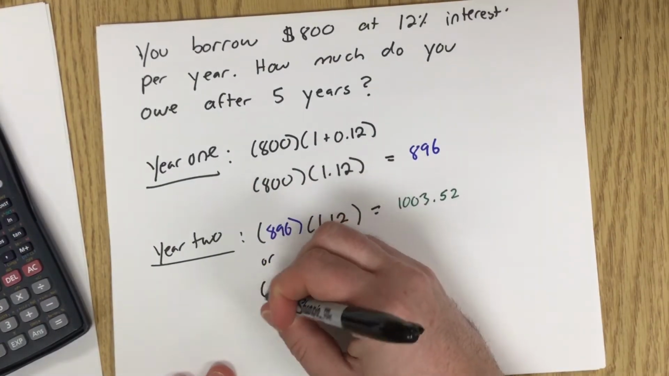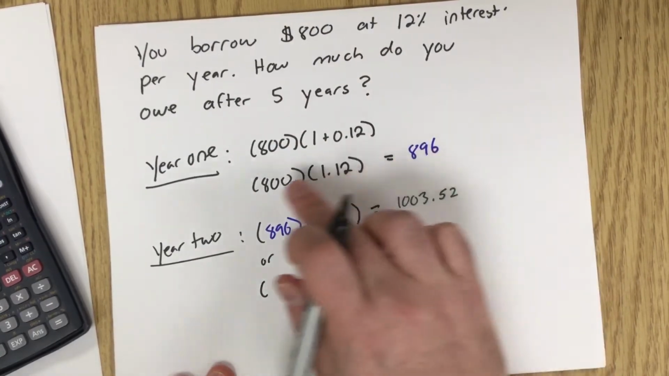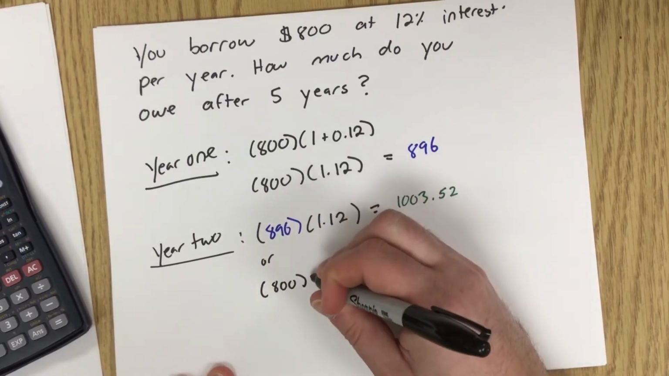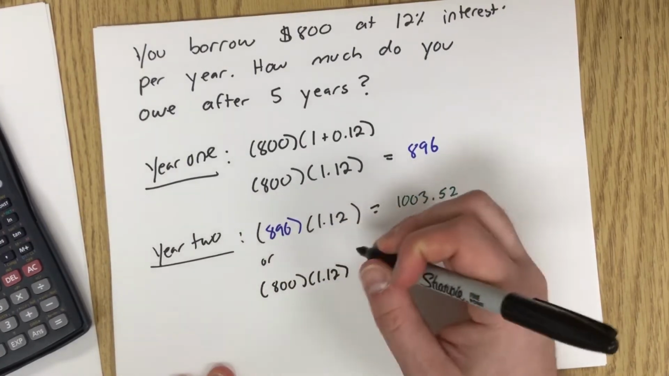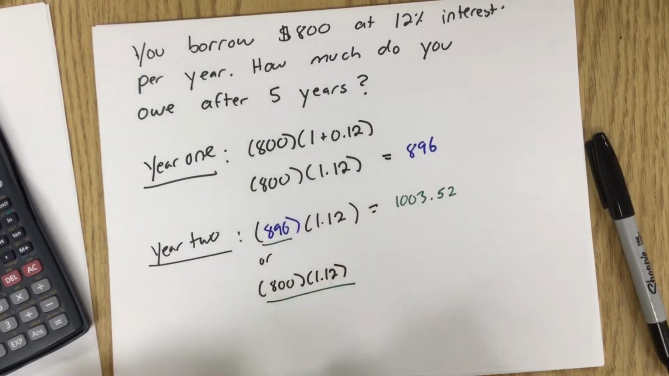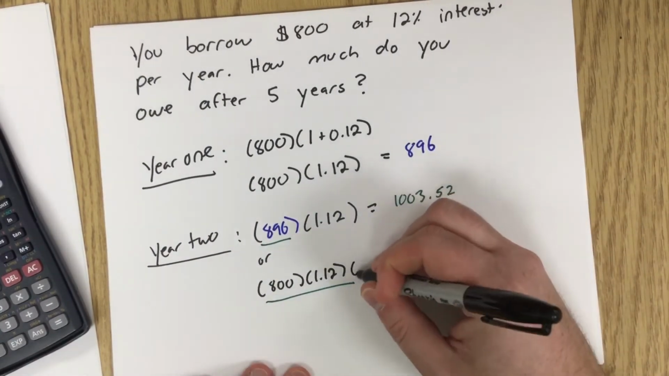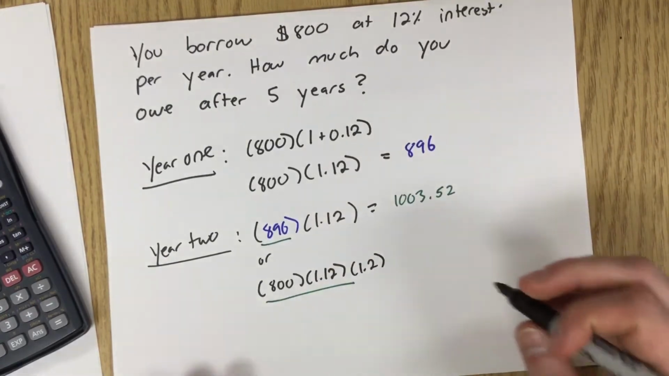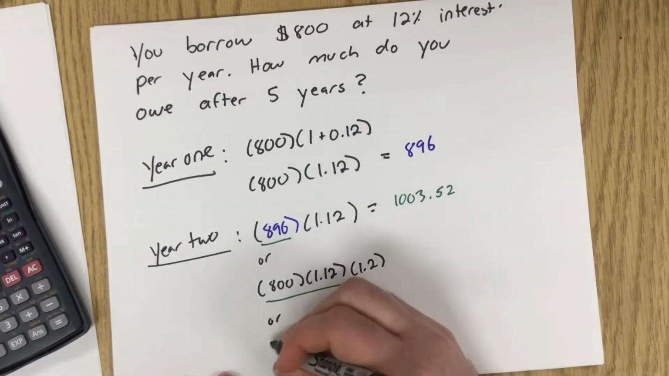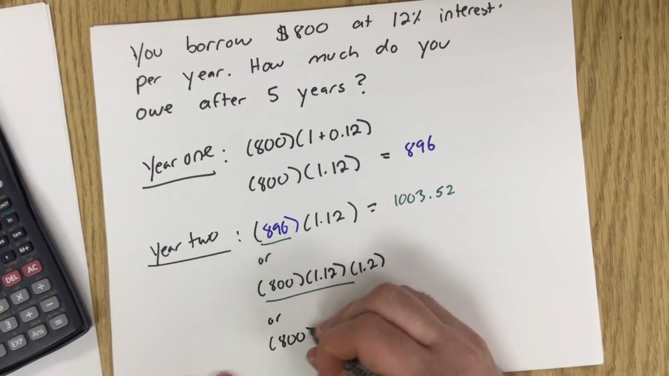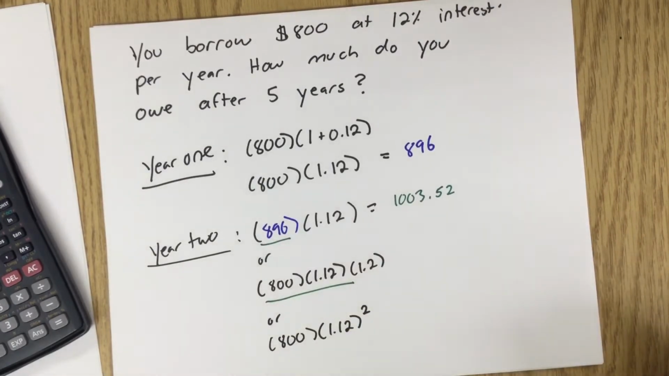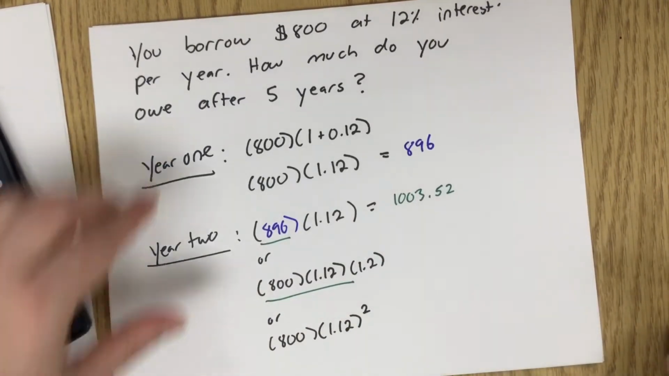Now, another way of looking at that is, where did this 896 come from? Right? So, the 896 was 800 times 1.12. Those guys are that, times another 1.12. Or, another way of writing that would be 800 times 1.12 squared, which would still give us 1,003.52.